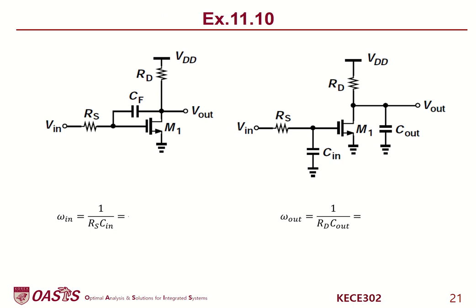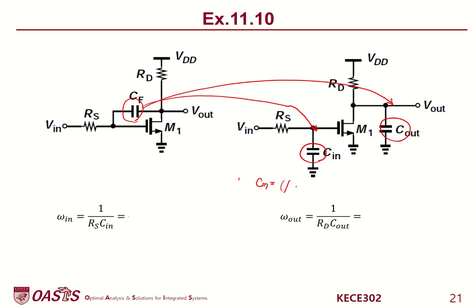This is another example which needs to consider Miller capacitor. If you have a Miller capacitor like that one, you have converted this one into two different capacitors, input capacitor and output capacitor. In this case, C input is given by 1 minus my gain, which is minus GM1 times RD, times CF.